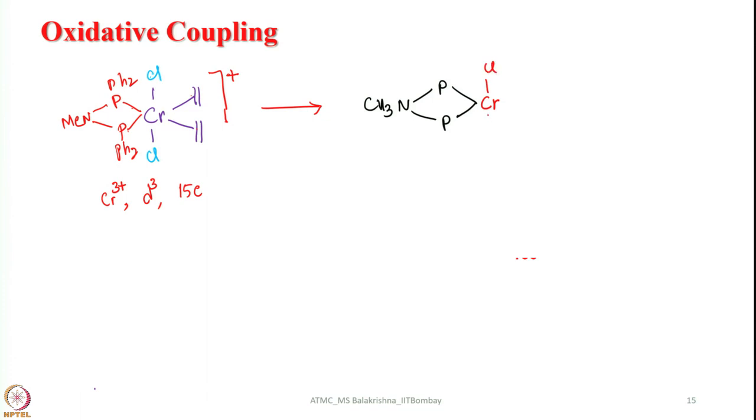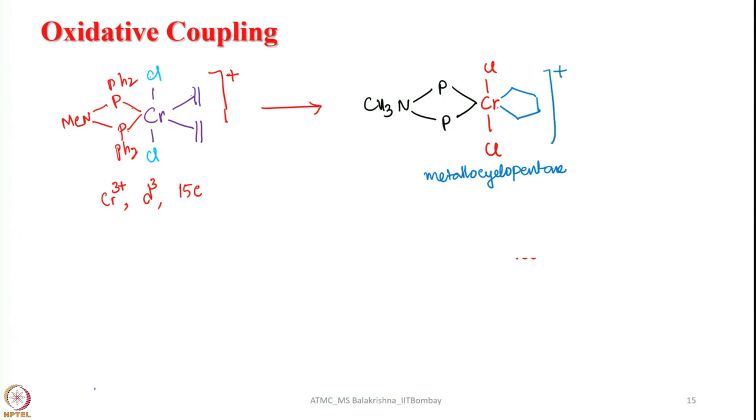And these two chlorides also remain intact. Then what is happening here? You can see here, what is this one? Metallocyclopentane. Earlier I showed you metallocyclopropane, now we ended up with a metallocyclopentane. And now, let us do electron count before we try to understand this reaction.